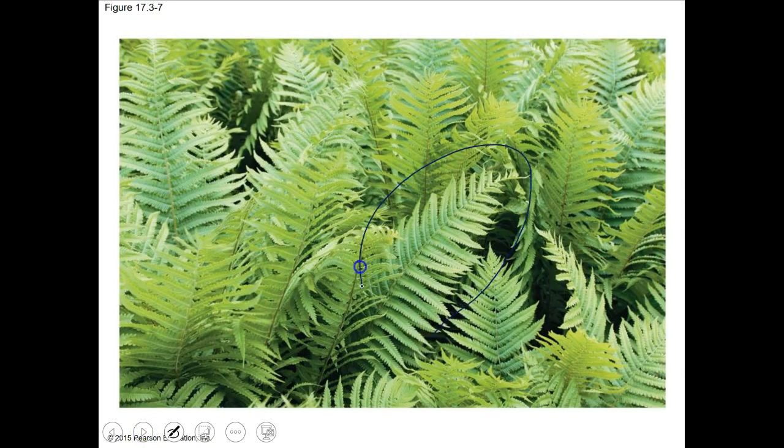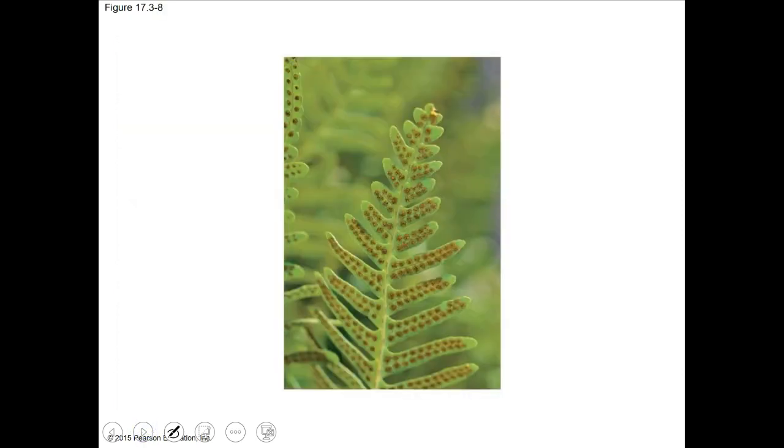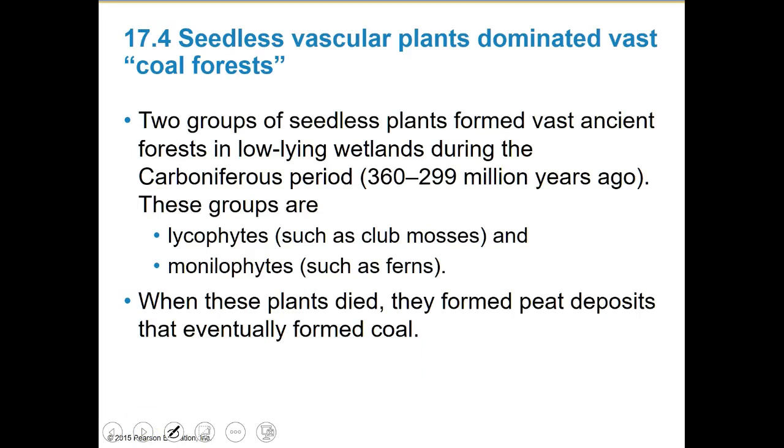So here's our sporophytes, the little fronds. Okay. And then you can see actually where the spores are produced back there in the back. We call those sporangia, like spore spots.